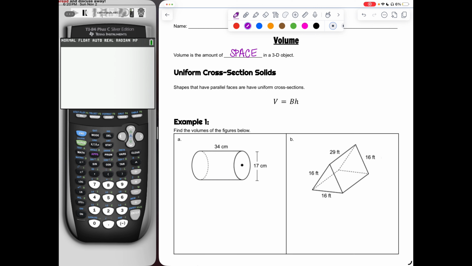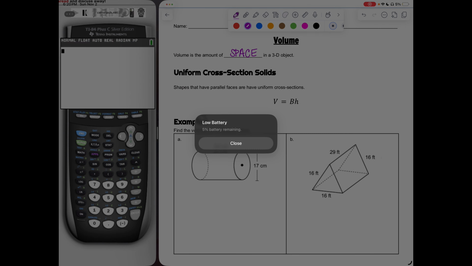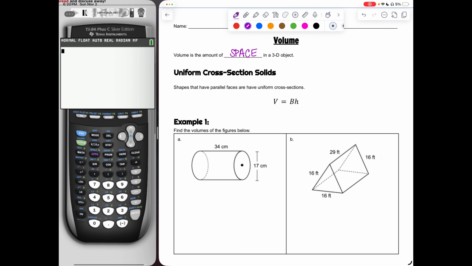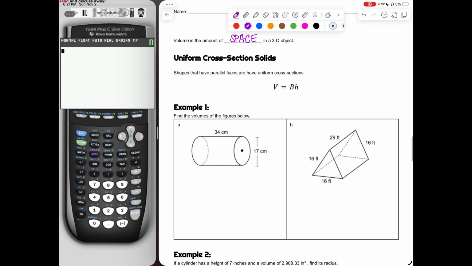Shapes that have parallel faces have uniform cross sections, meaning that if I were to stand the 3D figure up, it looks the exact same from the top to the bottom. The same type of figure, no matter where I slice it, I'll get the same shape. So let's look at example number one.